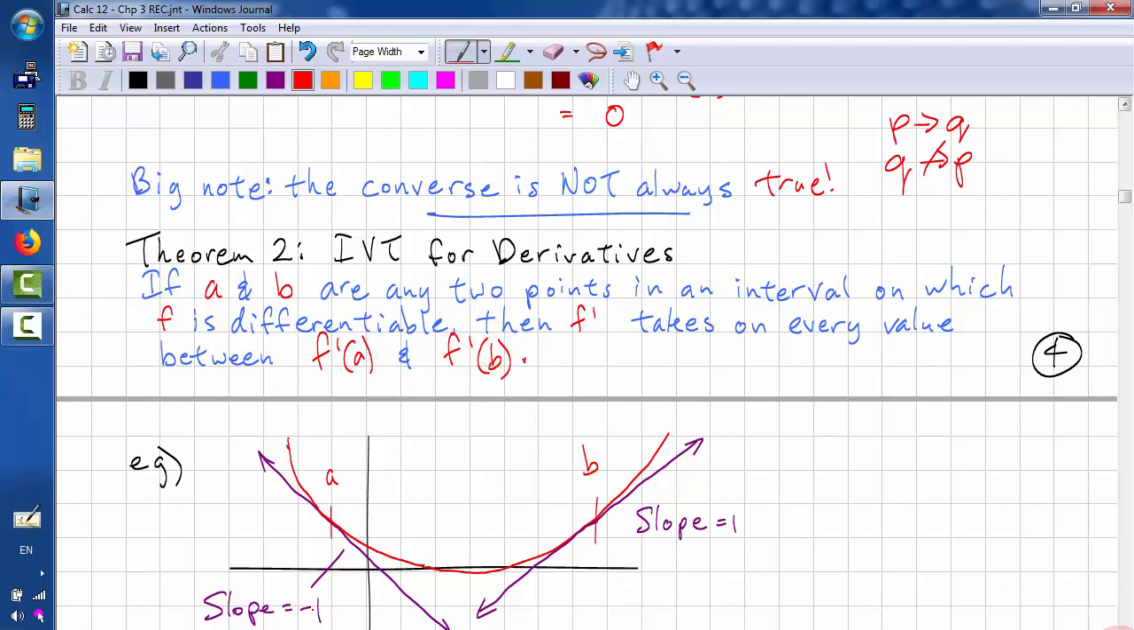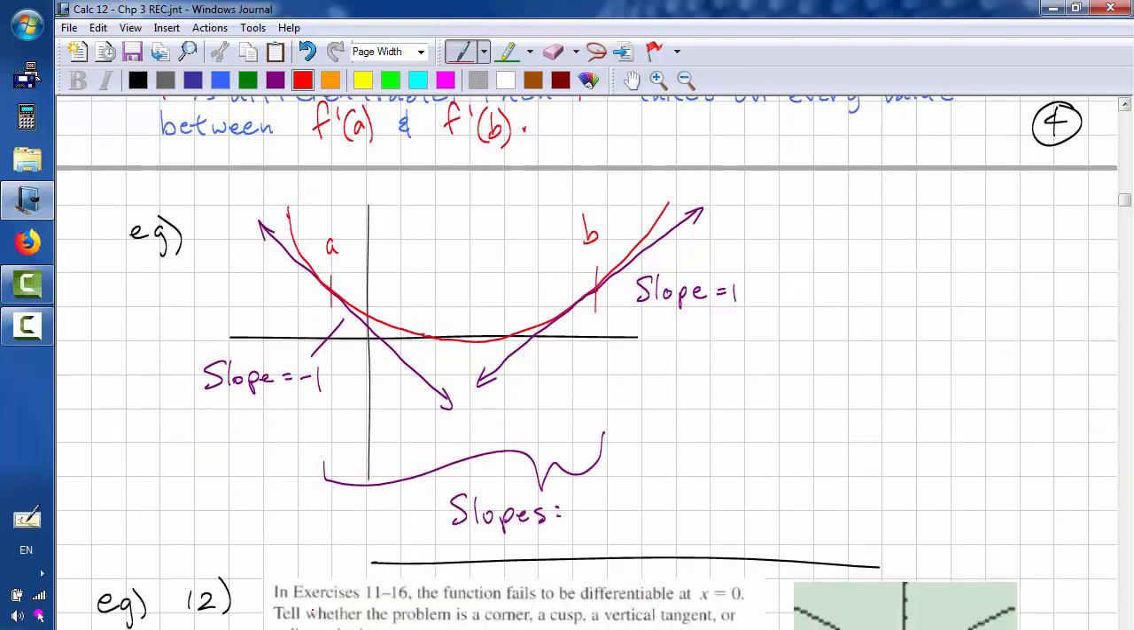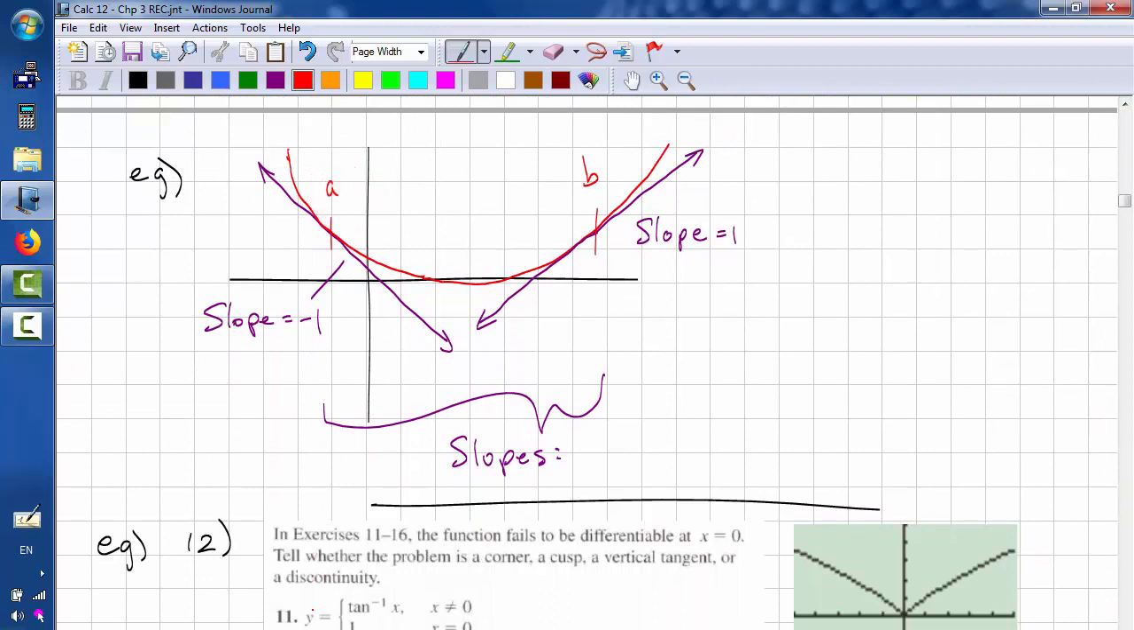So what does this look like? Okay, here we have a point A. Here we have a point B. The slope at A is -1. The slope at B is 1. It's not quite to scale. It means that we get all the slopes between -1 and 1. So we get -0.5, -0.25, 0.3333, 0.75, all the way to 1.